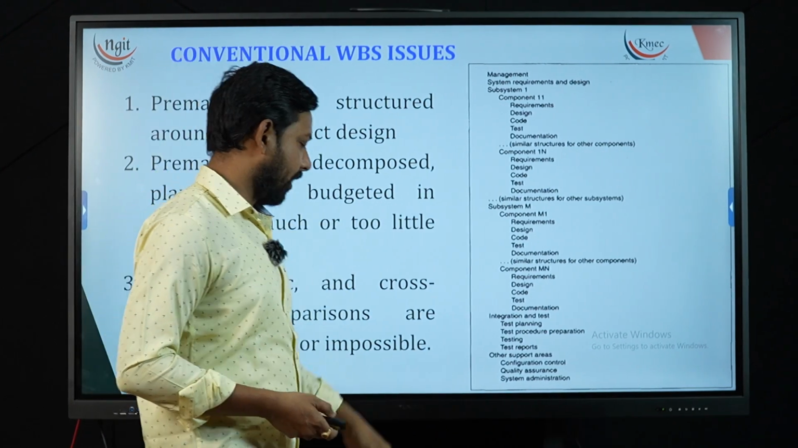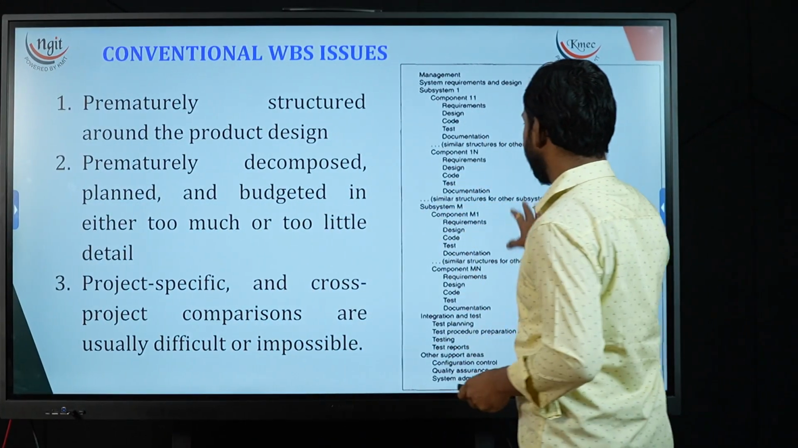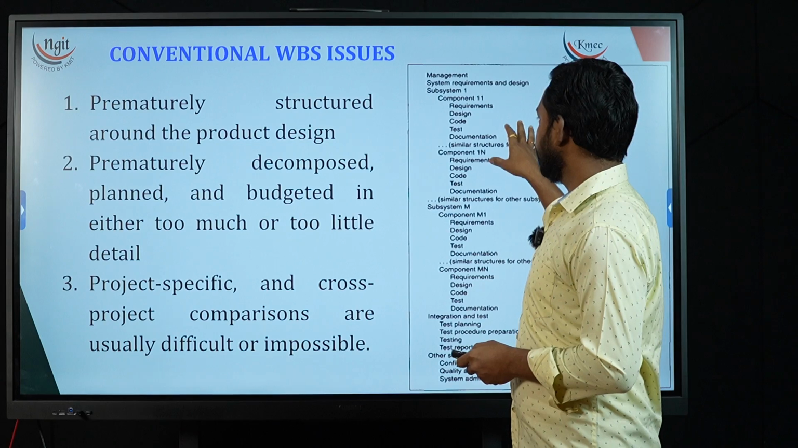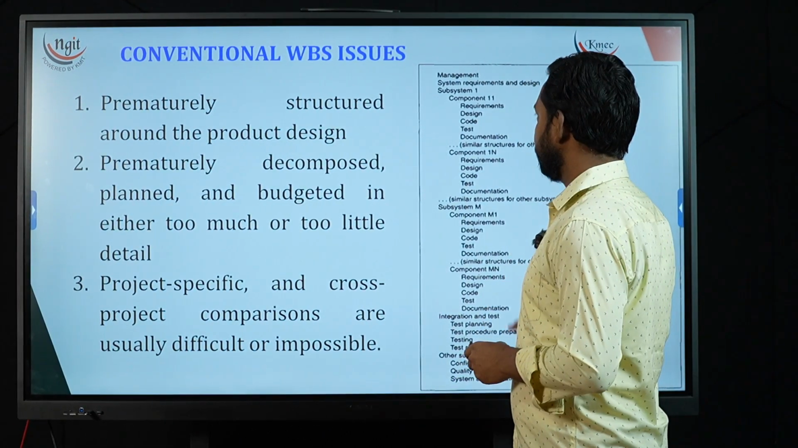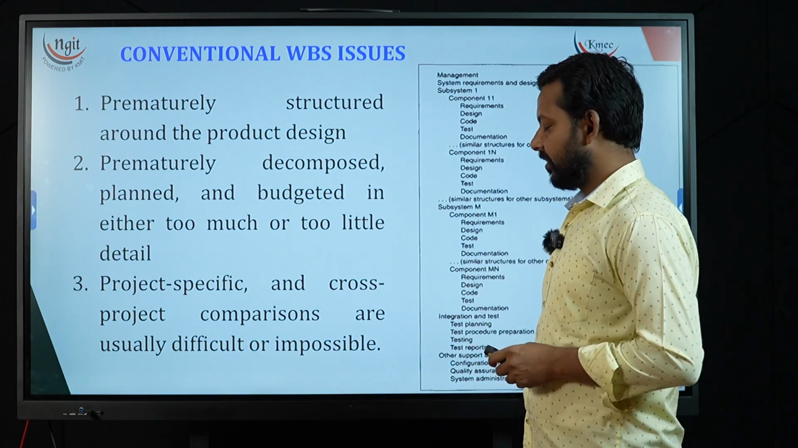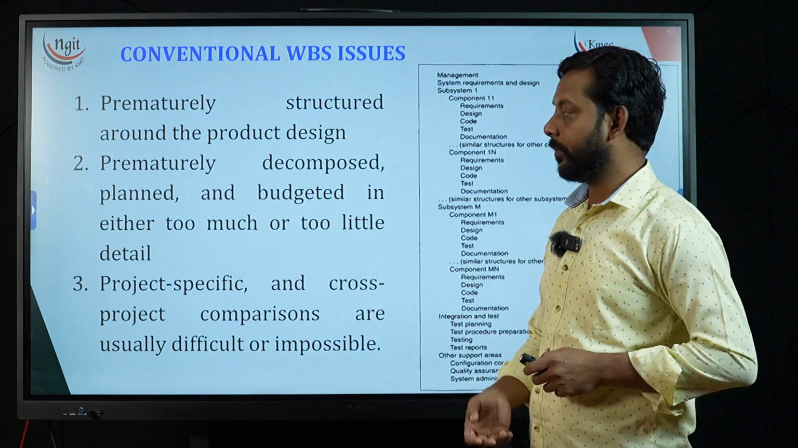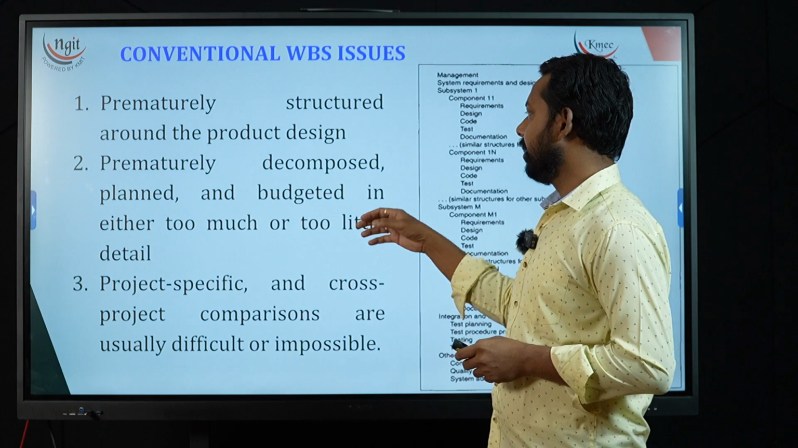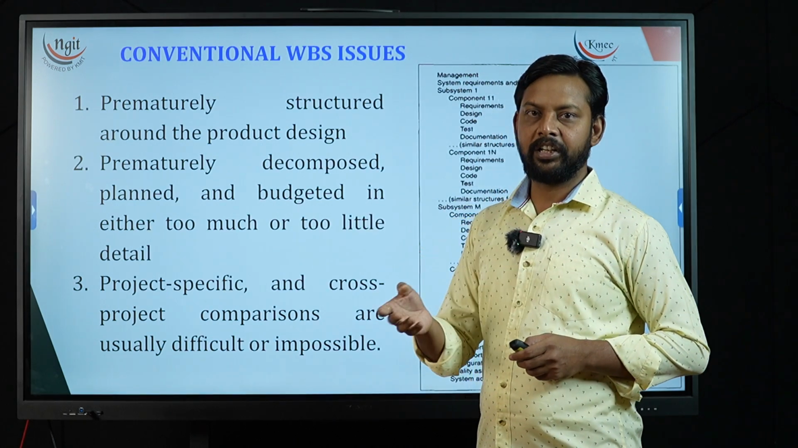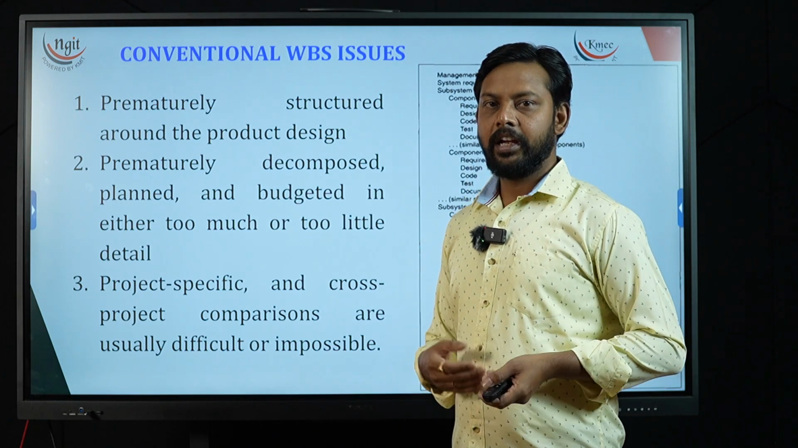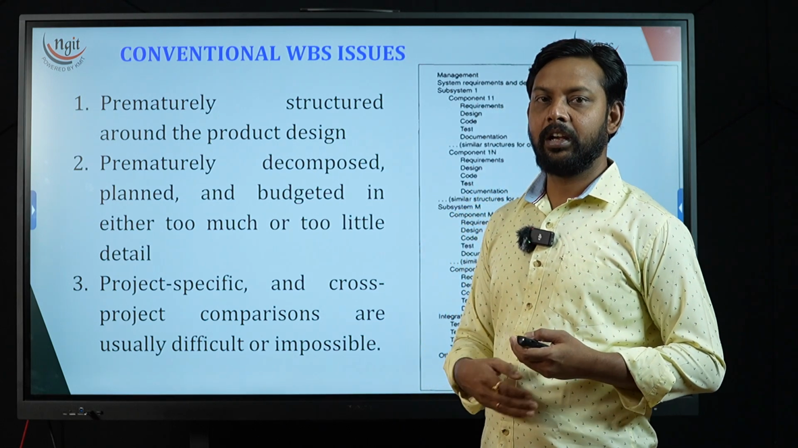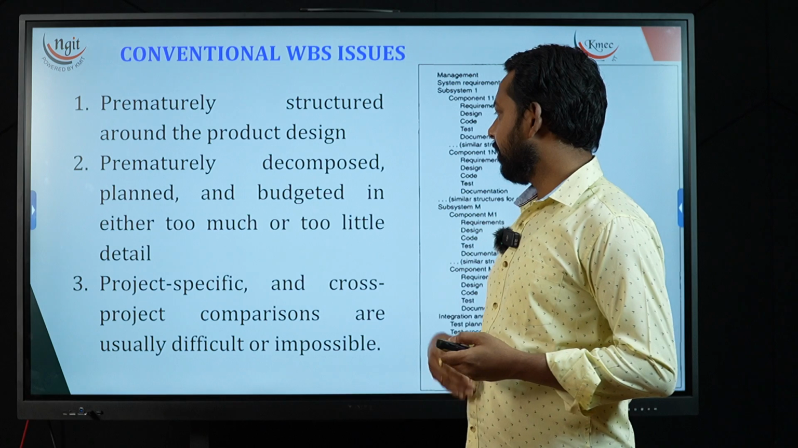So this particular diagram is going to help you understand the structure used by your conventional work model. Next, your work breakdown structure in the conventional model is not helping you decompose your information very clearly. At the same time, it is not helping you plan your information beforehand.